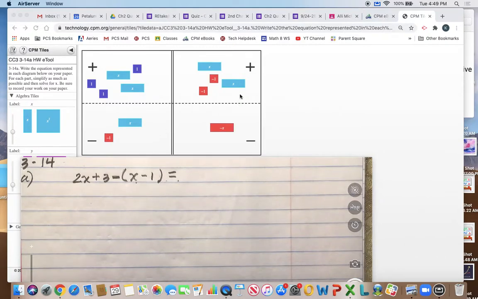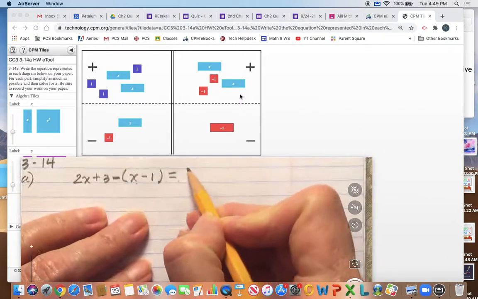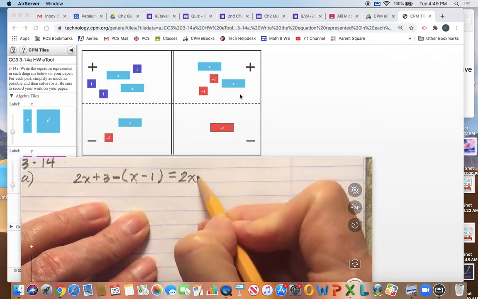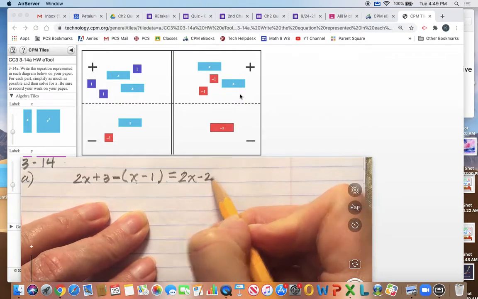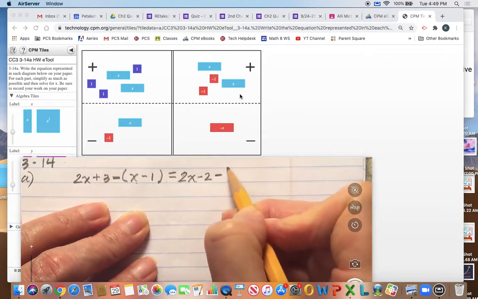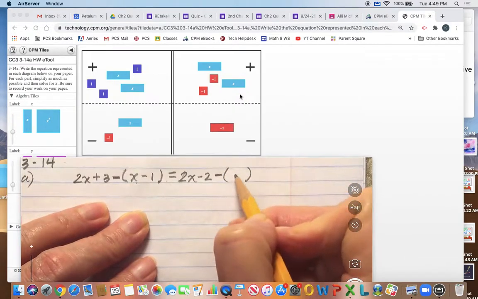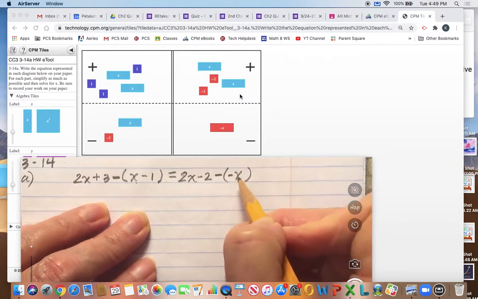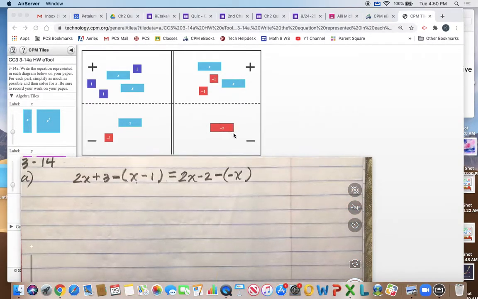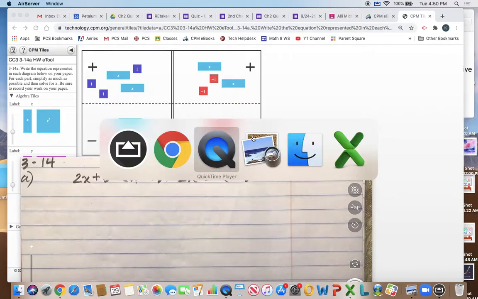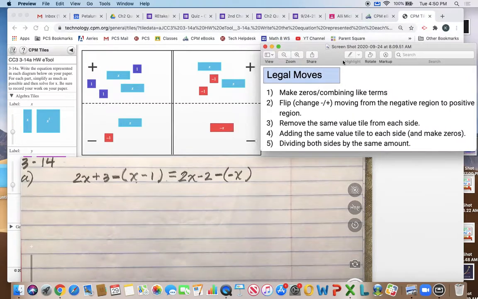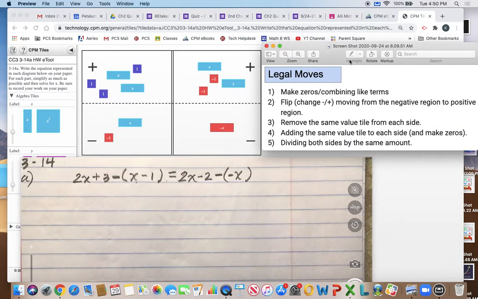Okay, so now we write what we find on the top part, which is 2x on the right. And we've got 2 negative 1 tiles, so that's negative 2. And then for the negative region, we make a negative sign and parentheses. And inside the parentheses, we put negative x, because we've got a negative x tile right below. Okay, so now we can start simplifying. And we might want to look first and see what are the legal moves that we can use to simplify?